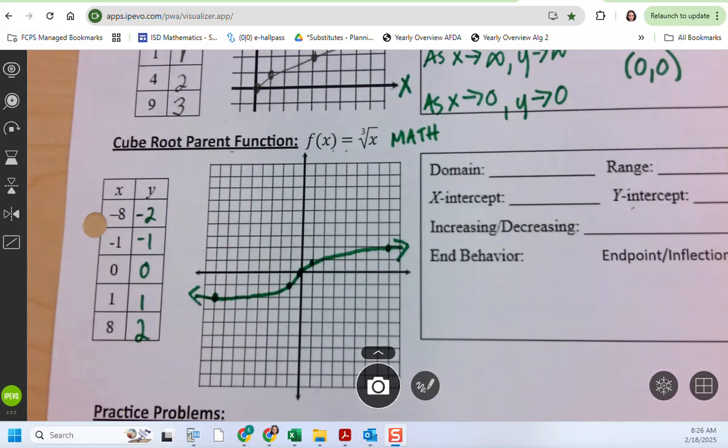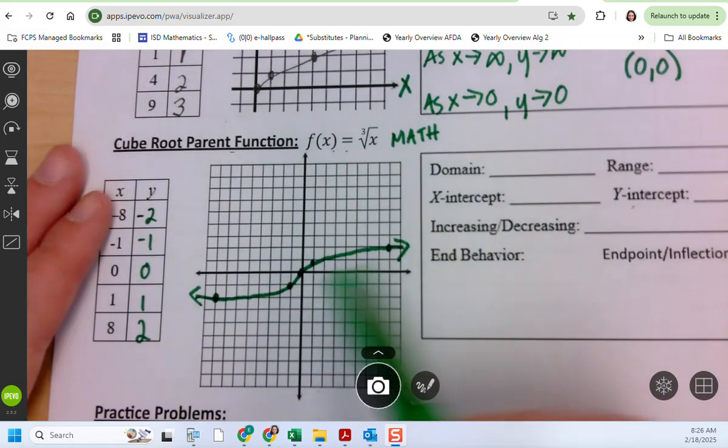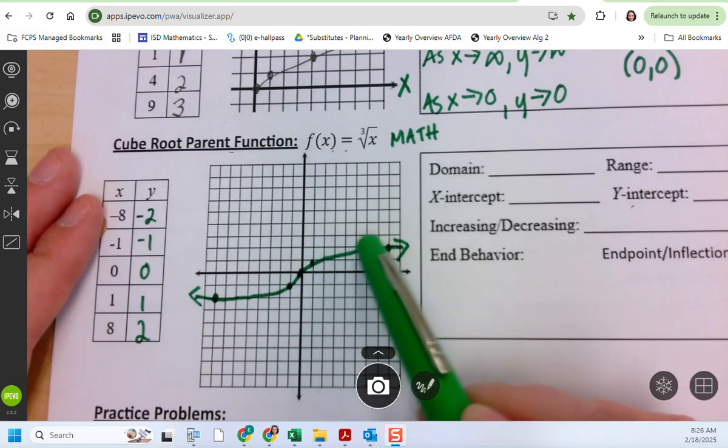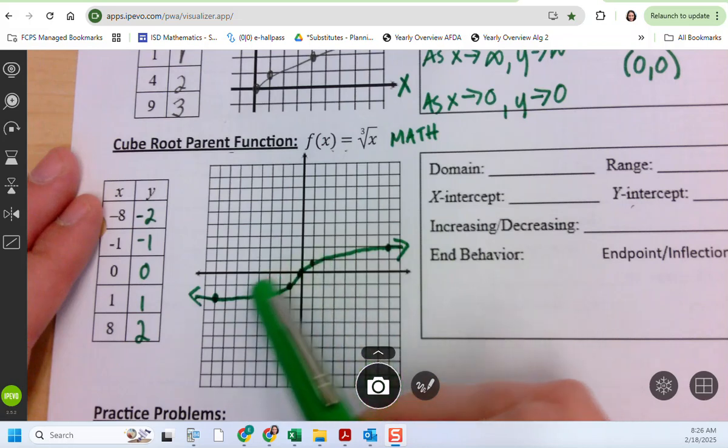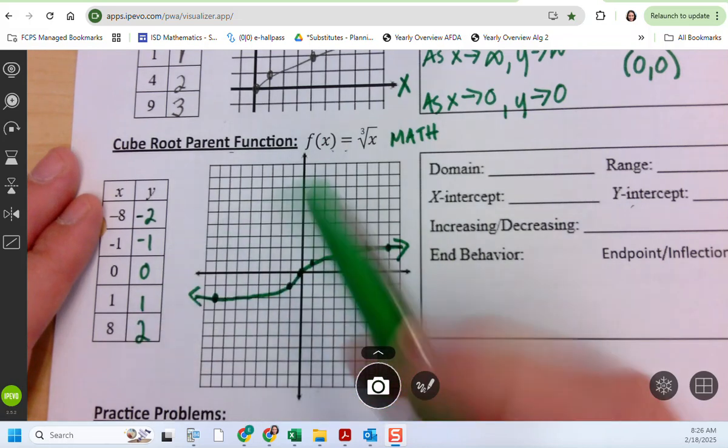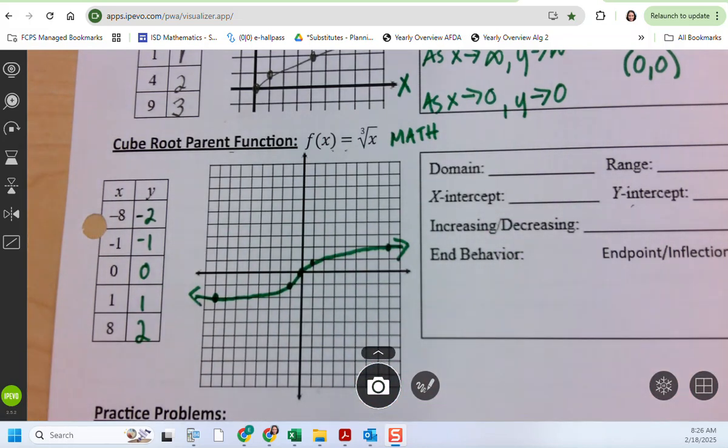Okay. And it's kind of hard to draw exactly what's going on, but this side is going to keep going up. It just starts going up more and more slowly. This side is going to keep going down. It just keeps going down more and more slowly. So it doesn't change direction like a roller coaster or anything like that.